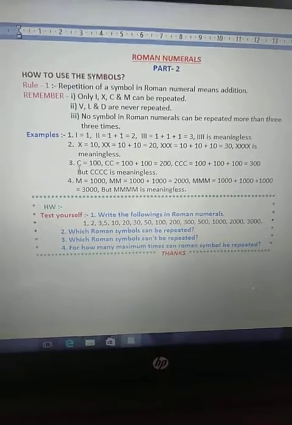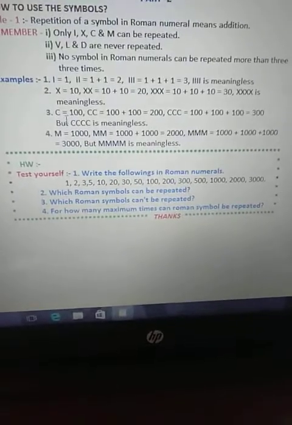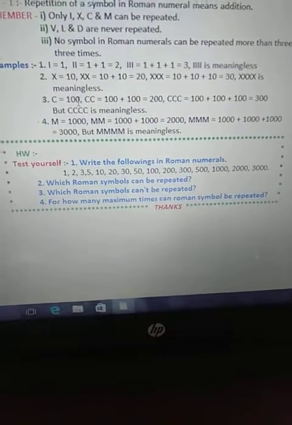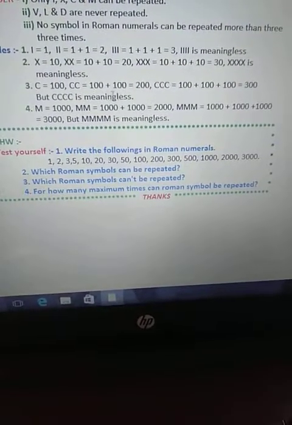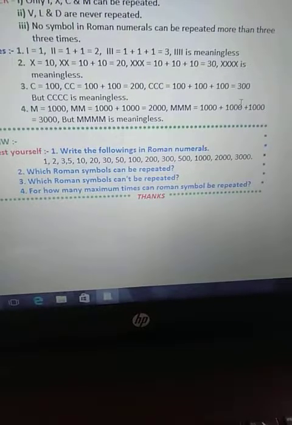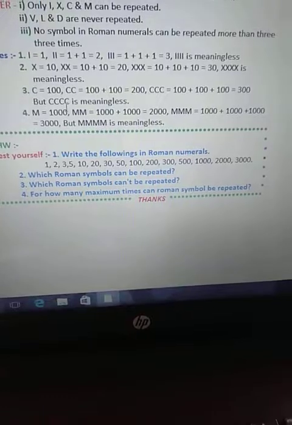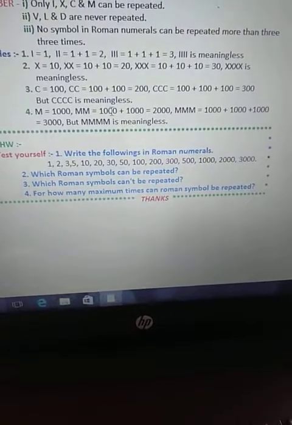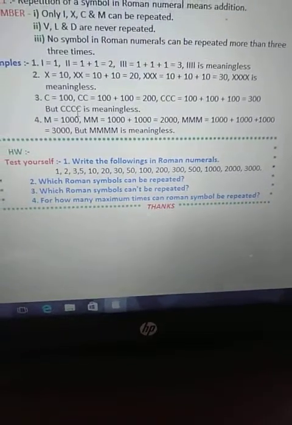In the third example, we will discuss C. C equals 100. Double C equals 100 plus 100 equals 200. Triple C equals 100 plus 100 plus 100 equals 300. But C can't be repeated for 4 times. If it is repeated, it is meaningless. No Roman numeral can be found by repeating C 4 times.